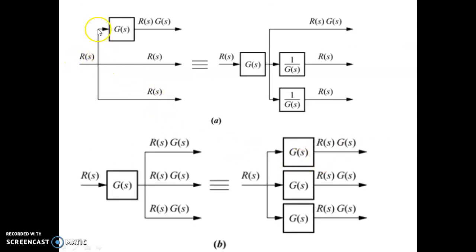Now R into G of S, here R of S, here R of S. There are no terms to multiply, right? Similarly, if I take G of S here, then 1 by G of S to both sides, then there will be no G of S here, right? Similarly, another example. R of S into G of S. So here we'll get R into G, R into G, R into G. But instead of this, we can put it here also, right?